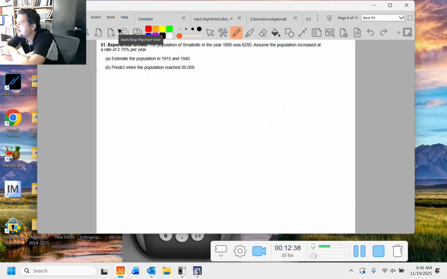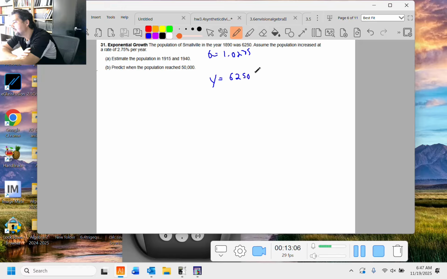All right, the population of Smallville in the year 1890 was 6,250. That's not so small. Assume the population increased at a rate of 2.75% per year. So if we're increasing at 2.75% per year, that would make B be 1.0275, because I need to multiply by 1 and then the 2.75% as well, put it all together. My equation here would be y equals the initial amount present, 6,250, times 1.025 to the, does it every year, per year, so to some t or x.